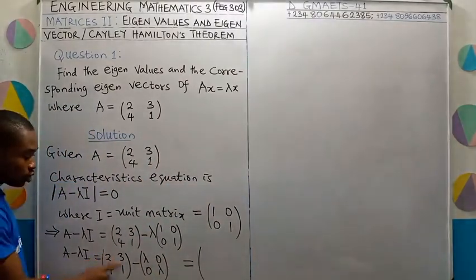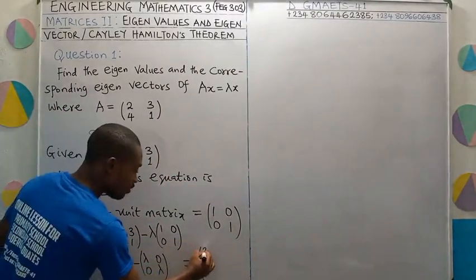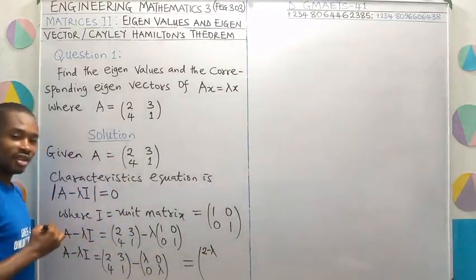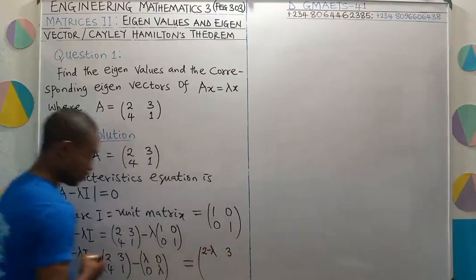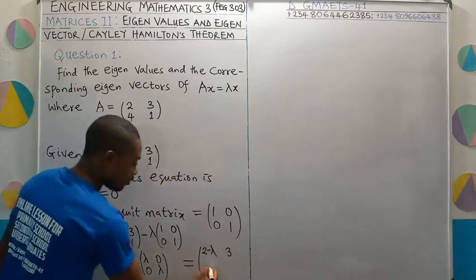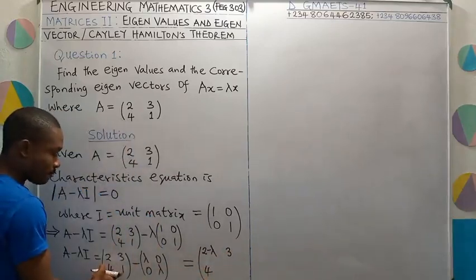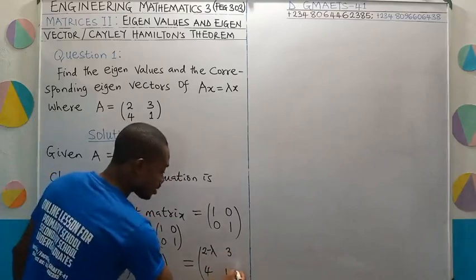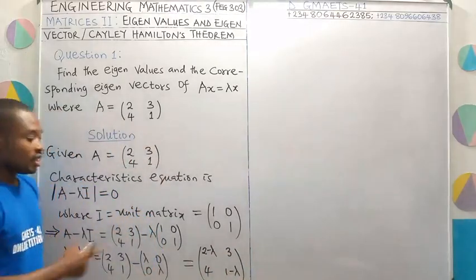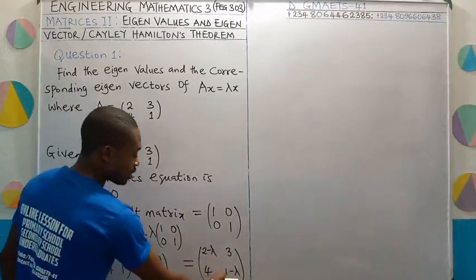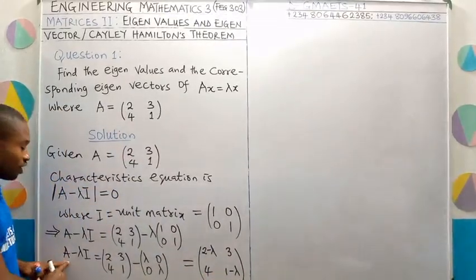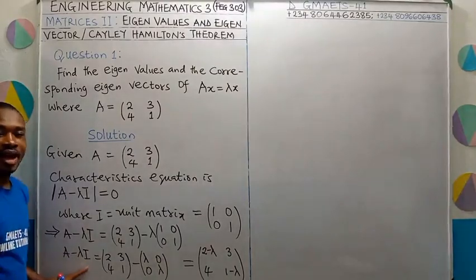So we go 2 minus lambda will simply give us 2 minus lambda like this. Then 3 minus 0 will give us 3. 4 minus 0 will give us 4. 1 minus lambda will give us 1 minus lambda this way. This term, 2 minus lambda, 3, 4, 1 minus lambda is the value of A minus lambda I.